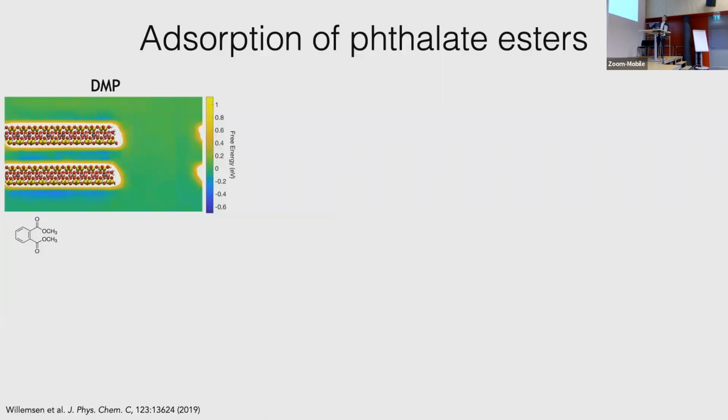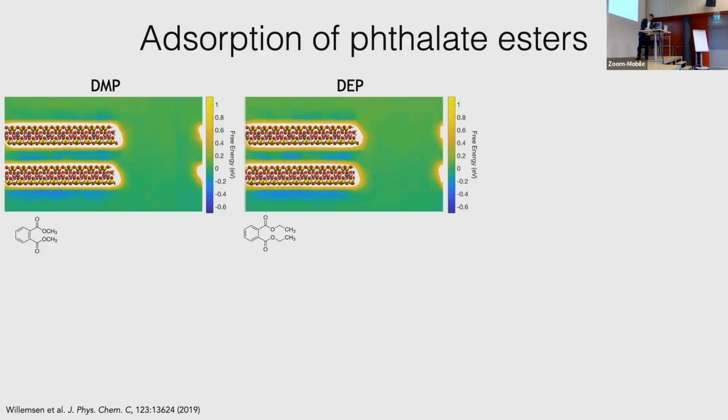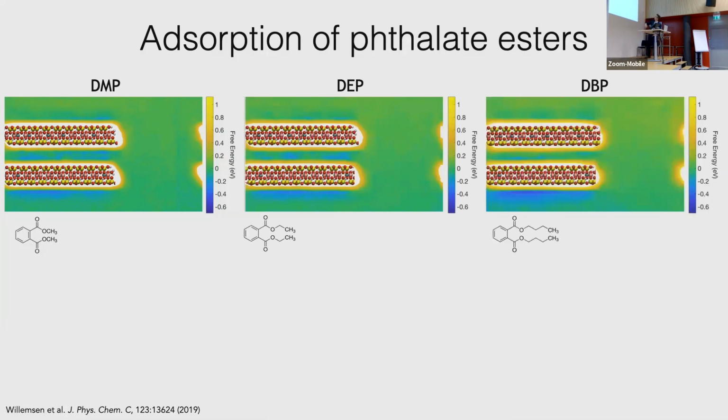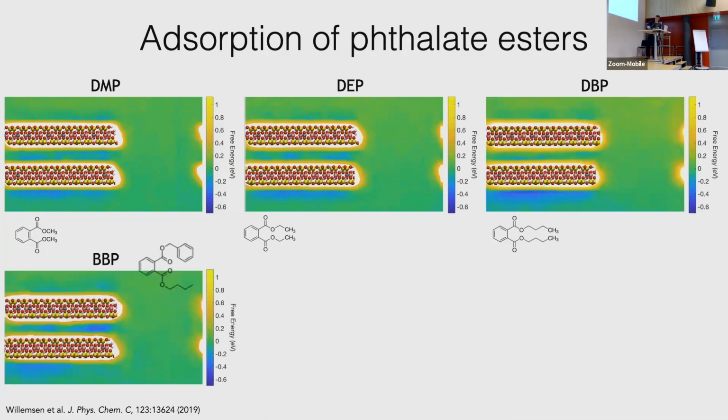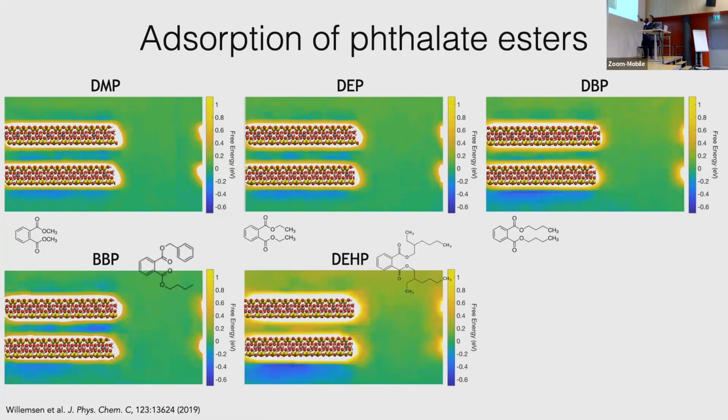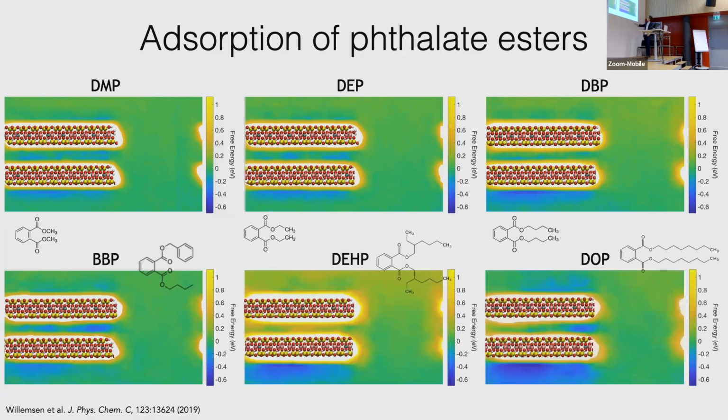We've done this for about a dozen different organic contaminants, 6 phthalates in particular. This is dimethyl phthalate, DMP, and we get a nice free energy map. Diethyl phthalate, DBP, BBP, getting larger and larger and more branched. What we're finding is that consistently there's always a free energy minimum in some region of this lower clay particle, even though we actually set them up to be equivalent. There's also a free energy minimum on the upper clay particle, and in some cases there seems to be a free energy minimum in the interlayer.